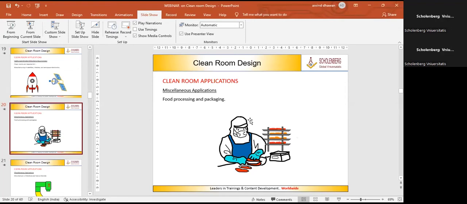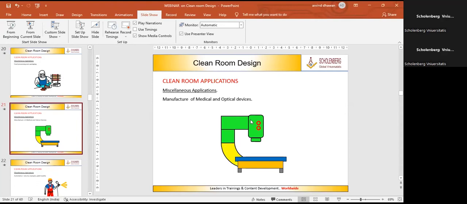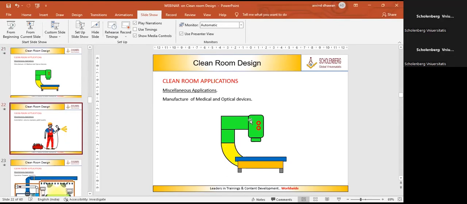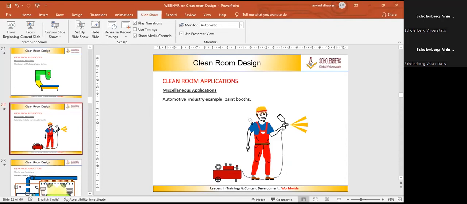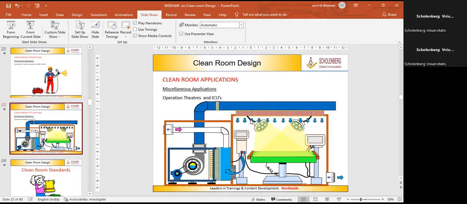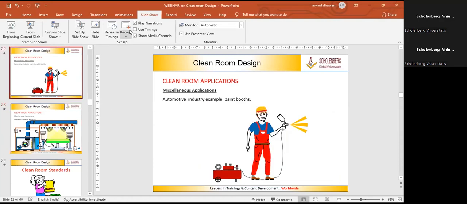Let's talk about food processing. Then we come to another manufacturing, medical devices. You cannot manufacture medical devices without clean rooms, the highly processed equipment. Then we come to automotive spray painting clean room. Because if dust enters this, then the dust will settle on the paint and the surface will become bad. Then we have operation theaters and ICUs. Now let me show you this in animated form.